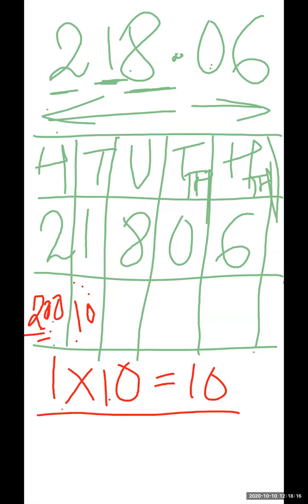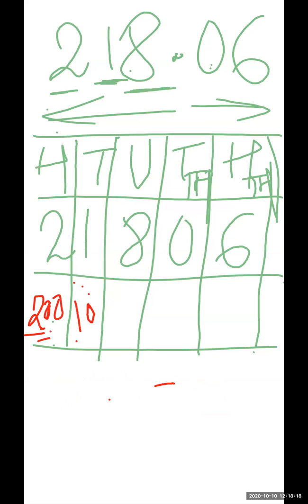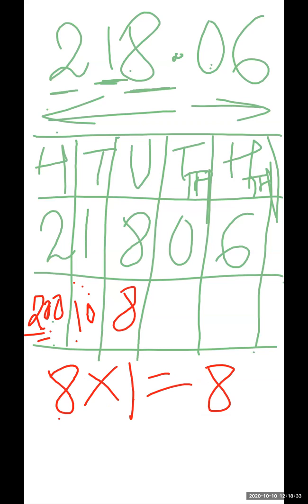Now next is 8. Place value of 8. Okay, now 8 into 1. What is the place value of the unit? 1 only. You will multiply by 1. So 8 into 1 is 8. So the place value of this 8 is 8 only. Correct? Now students pay attention.